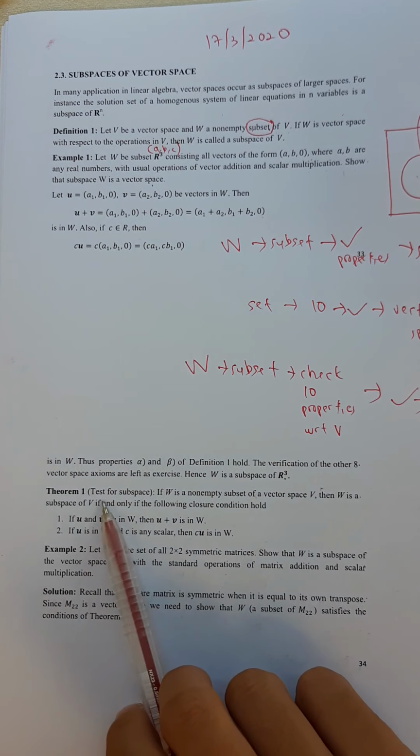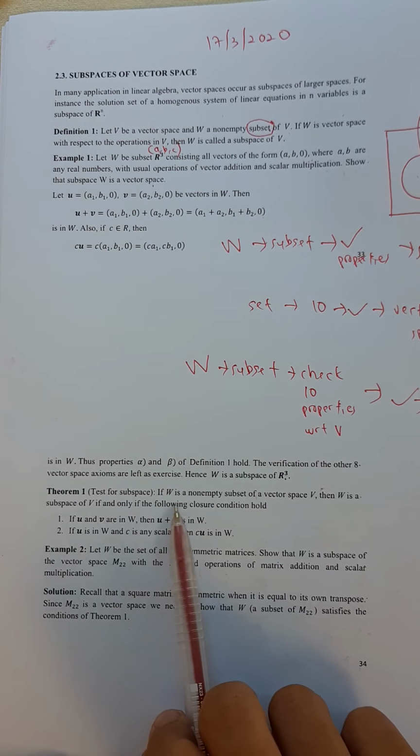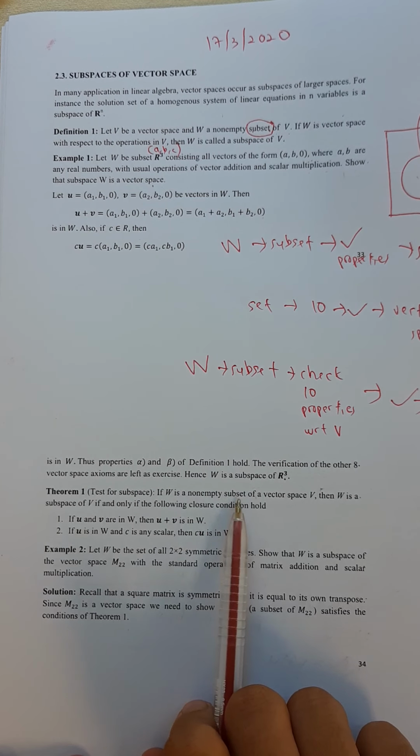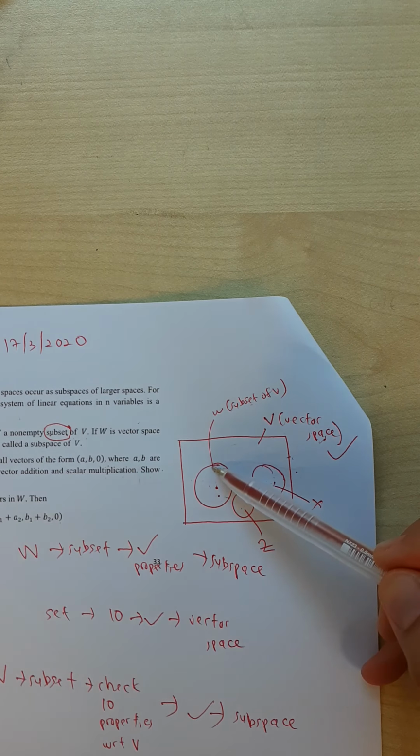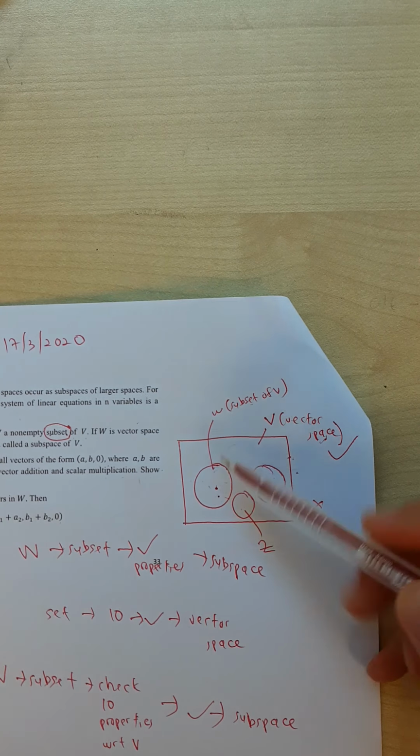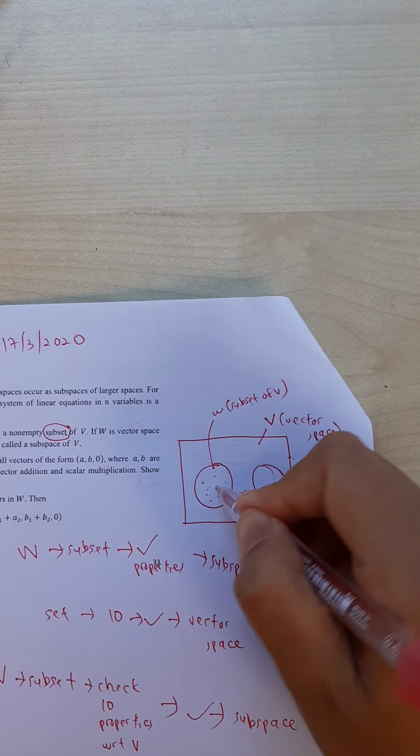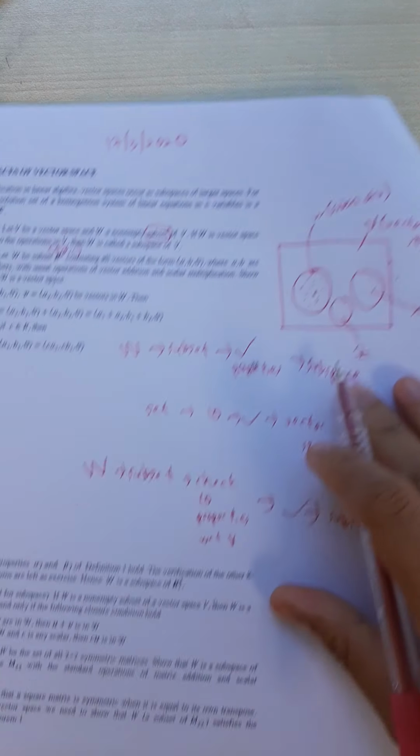Alright, so theorem 1, test for subspace. If W is a non-empty subset, okay, so you have this W here, a non-empty subset. What does non-empty mean? Non-empty here means that inside here, there are vectors. It is not empty, alright?